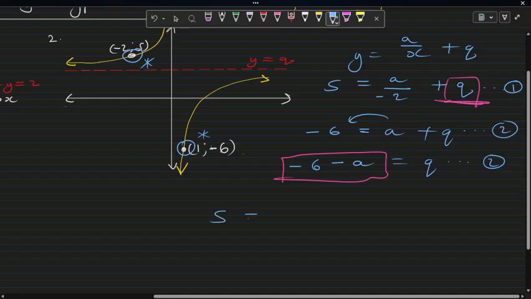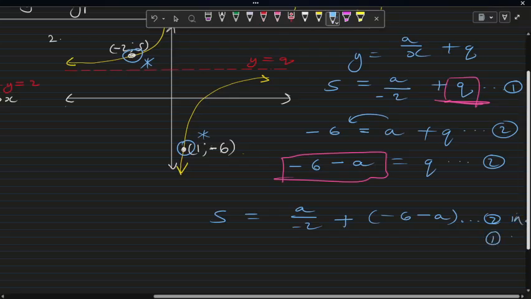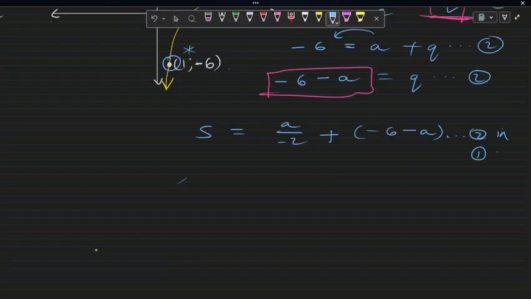Let's do that. So equation 1 is 5 is equal to a over -2 plus q. Now q is the same as -6 minus a. Okay, now this is equation 2 in equation 1. All right, and then we can continue with our math. We find that it will be 5 equals -a over 2, and then minus a. Okay, minus 6.